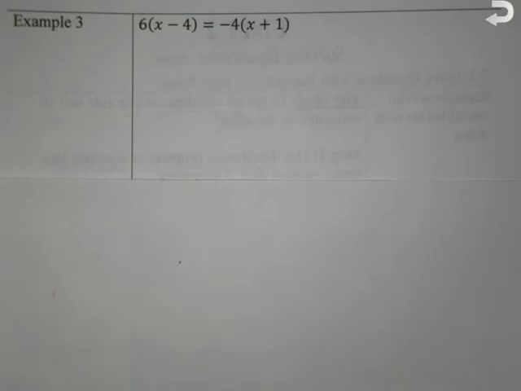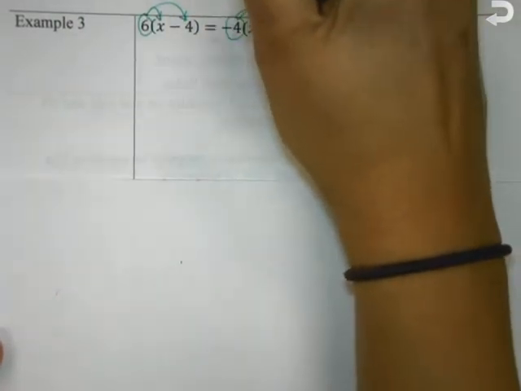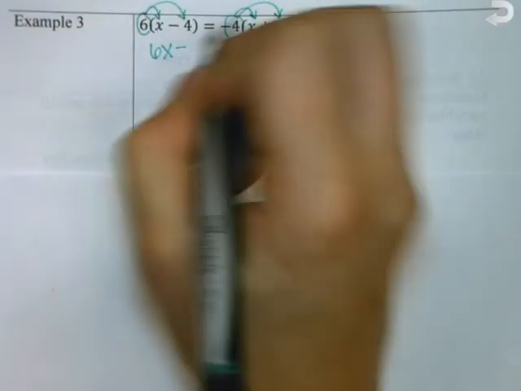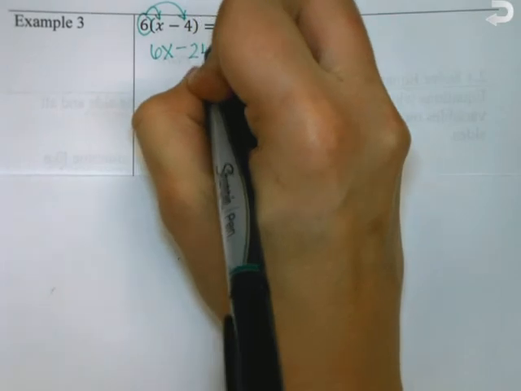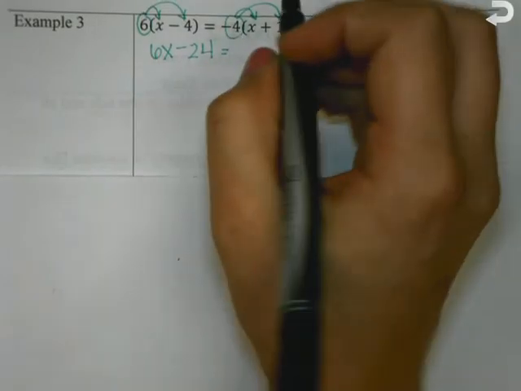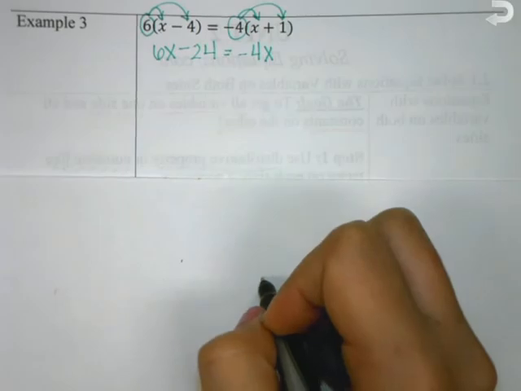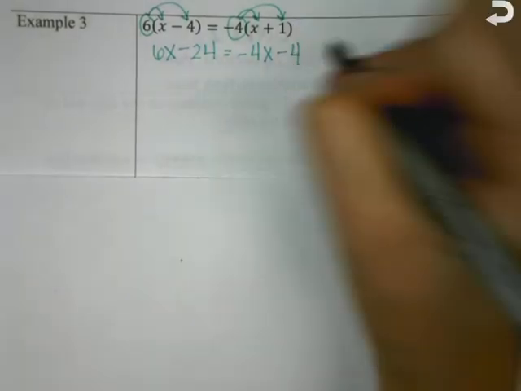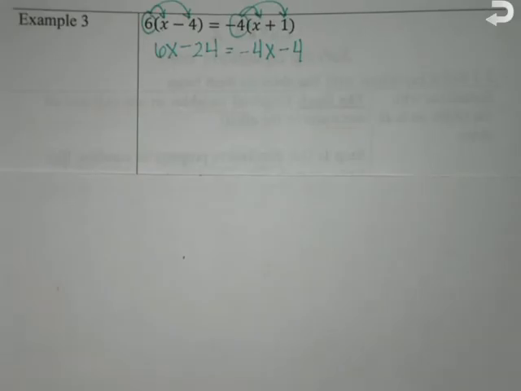Okay, this problem is a little bit different because what do you all see that we haven't seen yet? Distributive. So on both sides, distribute the 6 and the negative 4. So 6 times x is going to give me 6x minus 6 times 4, 24, equals negative 4 times x, negative 4x, negative 4 times 1, minus 4. Okay, there's no combined like terms, looking at both sides, so we have to get all of our variables on one side.